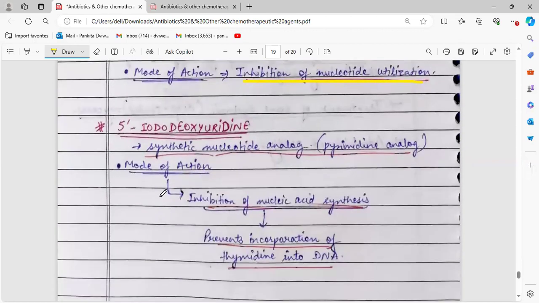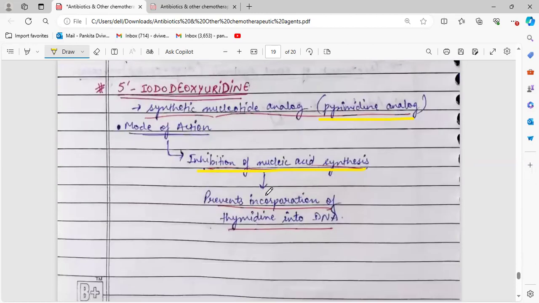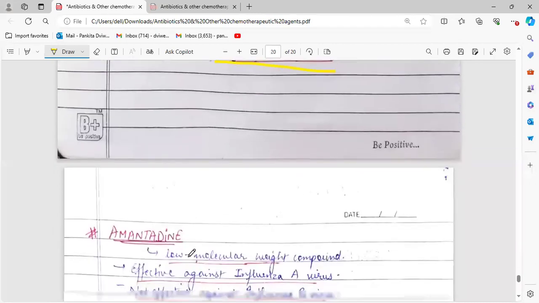The next one in this category is 5-iododeoxyuridine, and it is a synthetic analog of the pyrimidine nucleotide basically, and it acts by the inhibition of nucleic acid synthesis. So it will not allow nucleic acid synthesis in the virus, and it will prevent the incorporation of thymidine residue into the DNA.